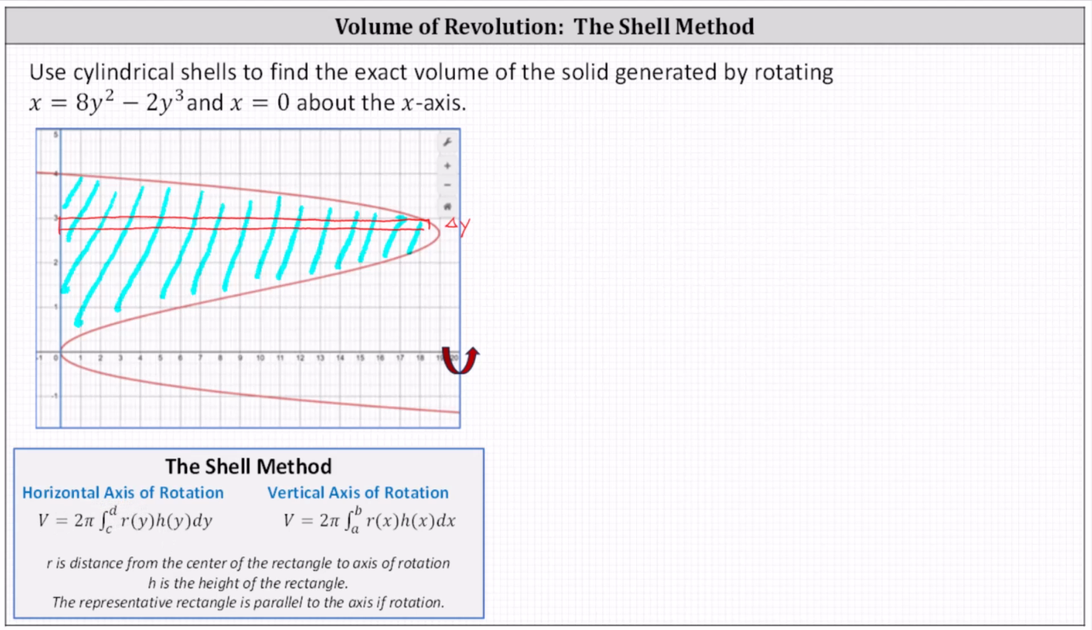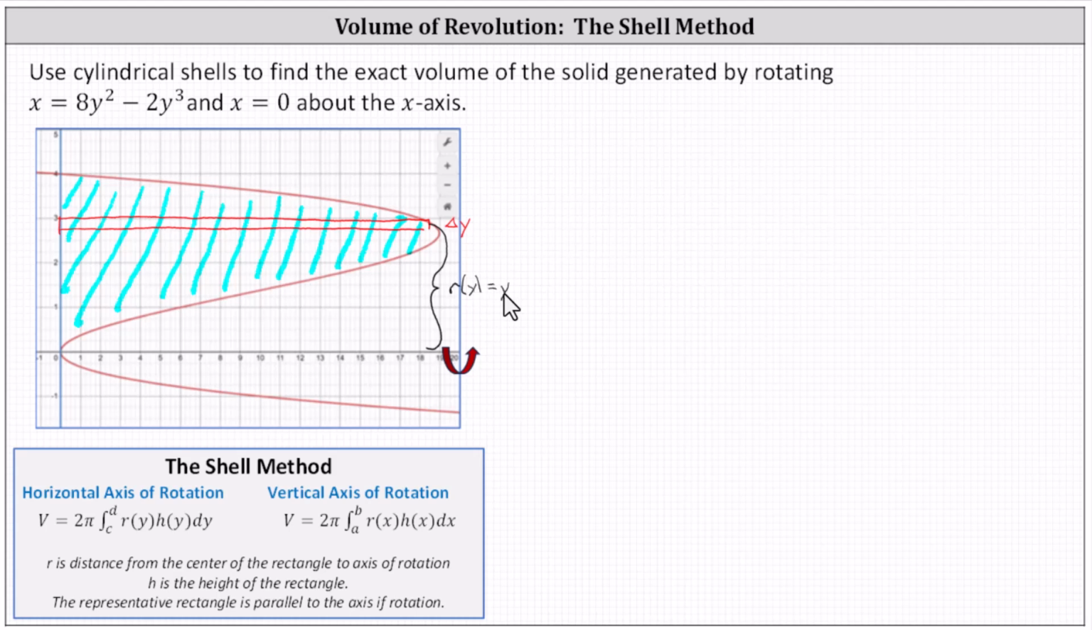for the volume of revolution when we have a horizontal axis of rotation, where the volume V equals 2 pi times the integral from c to d of r of y times h of y dy, where r of y is the radius function and h of y is the height function. And of course, the limits of integration will be y values. We can think of r of y as the distance from the center of the rectangle to the axis of rotation, this distance here. Because the axis of rotation is the x-axis, this vertical distance is simply y, giving us r of y equals y.